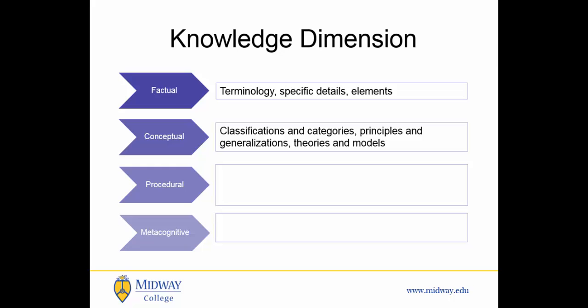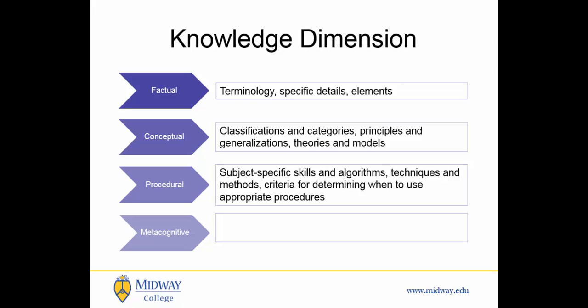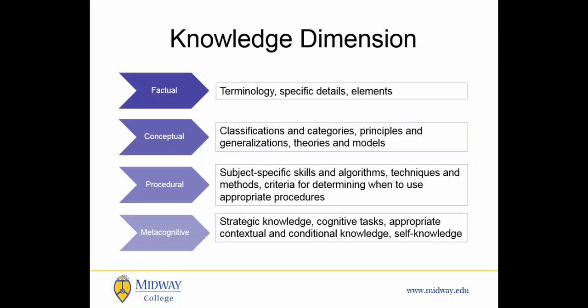Conceptual knowledge refers to classifications and categories and includes principles, generalizations, theories, and models. Procedural knowledge are subject-specific skills, techniques, and methods. This type of knowledge includes the ability to determine criteria for when to use the appropriate procedures. The highest level of knowledge is metacognitive. This involves strategic knowledge, cognitive tasks, and appropriate contextual and conditional knowledge. Metacognition also includes the awareness and understanding of one's own thought processes, something all educators should strive to help their students achieve.